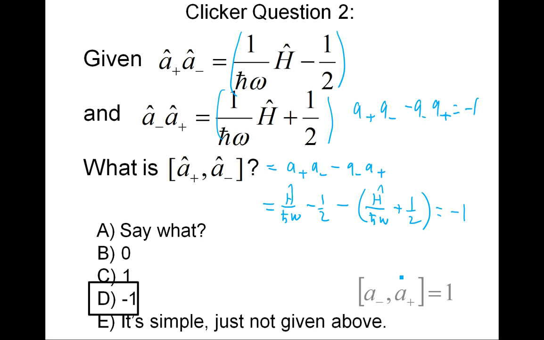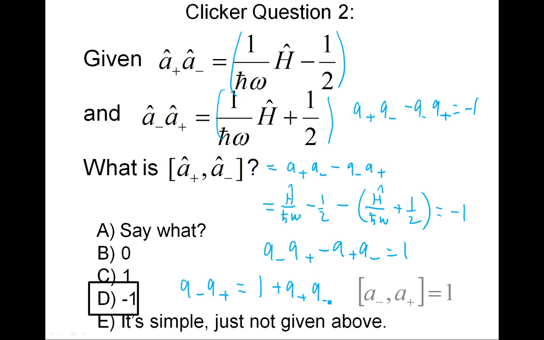Now also, I can write that, if we get that, I know that A minus A plus is equal to 1. And so here's what I'm going to do. A minus A plus minus A plus A minus equals 1. And so what that leads me to is this relationship here: A minus A plus is equal to 1 plus A plus A minus.